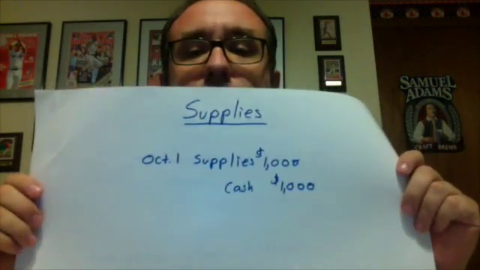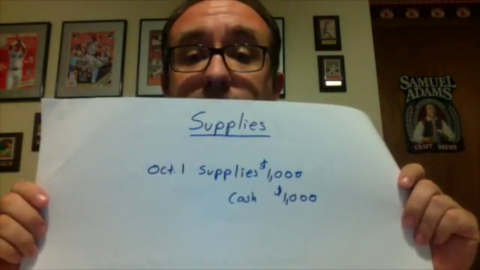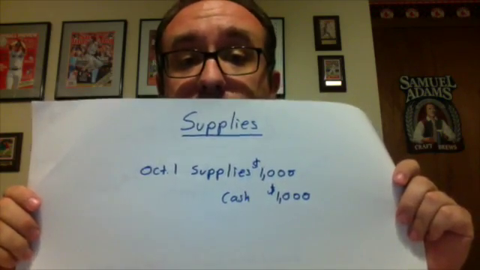So, for example, if a company buys $1,000 of supplies on October 1st, okay, no big deal. If that happens, you're doing a journal entry that looks like this one. October 1st, I'm going to debit supplies for $1,000, and I'm going to credit cash for $1,000. Now, December 31st rolls up. Somebody goes into the supply room and does a hand count.